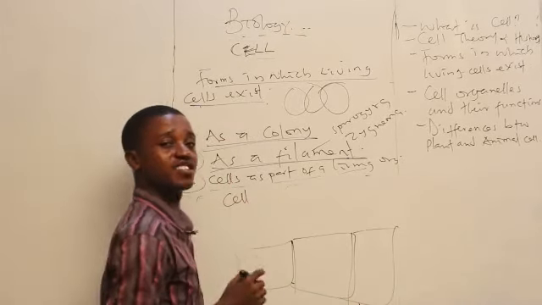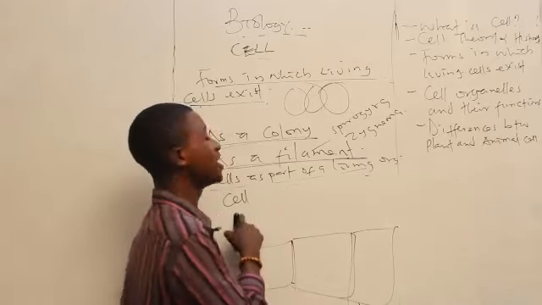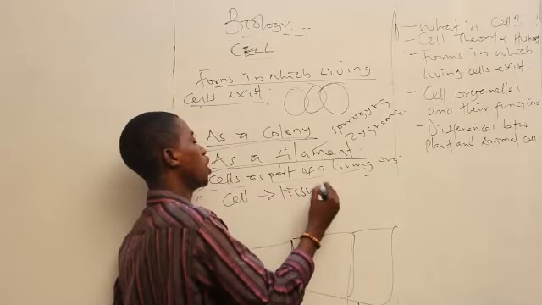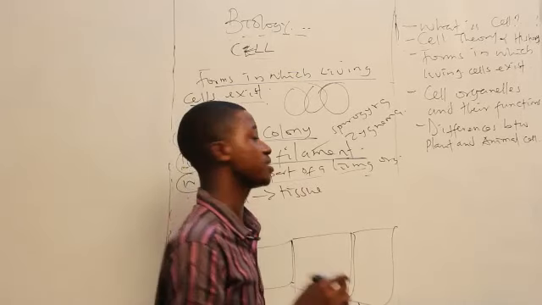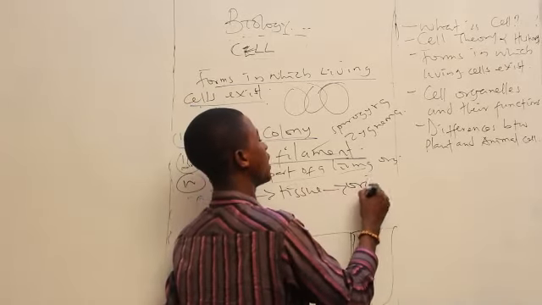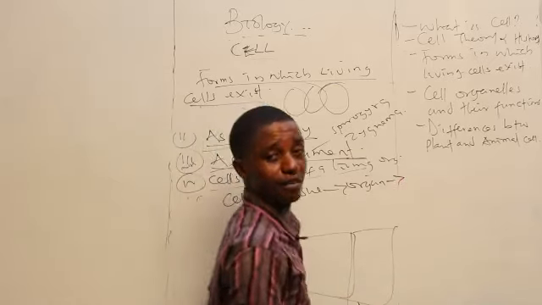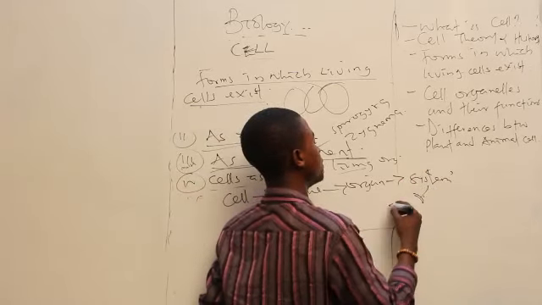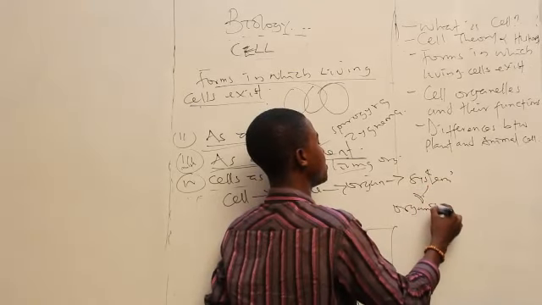A cell is the basic structural and functional unit of life. Combination of two or more cells performing similar function is called the tissue. Combination of two or more tissues performing similar function is called the organ. Combination of two or more organs performing similar function is called the system. Now the system makes up the what? The organism. Are you with me?